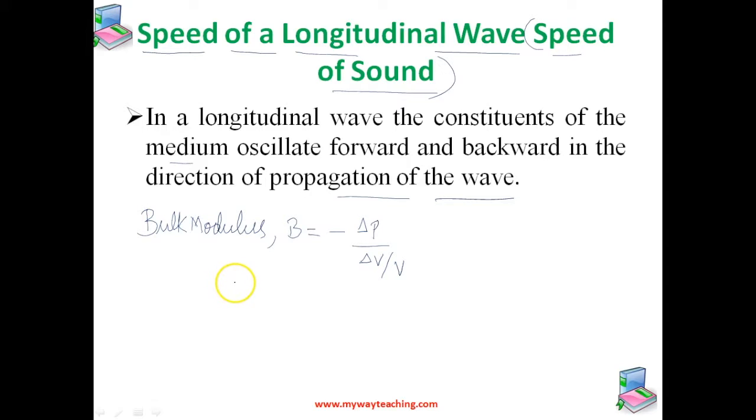The inertial property relevant for the propagation of wave is the mass density rho, with the dimensions M L raised to minus 3. And the quantity B by rho has the relevant dimension, that is B has the dimension M L raised to minus 1 T raised to minus 2, and rho has M L raised to minus 3.